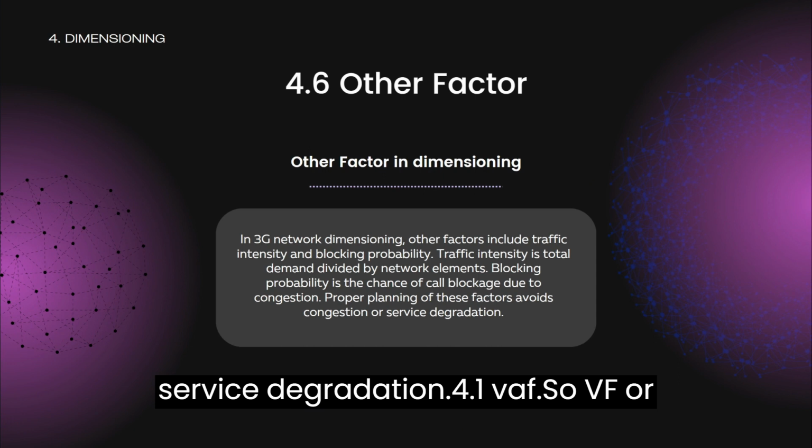So last but not least, other factors. There are several other factors that need to be considered in 3G network dimensioning, such as traffic intensity and blocking probability. Traffic intensity is calculated as the ratio of the total traffic demand to the number of network elements. And blocking probability refers to the probability of a call being blocked due to network congestion. And efficient planning of these factors ensures that the network can handle the traffic load without congestion or service degradation.